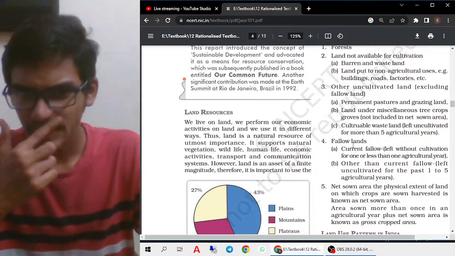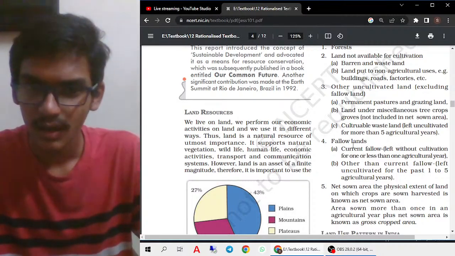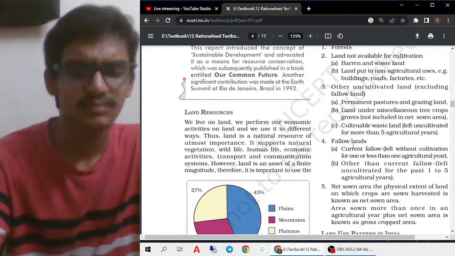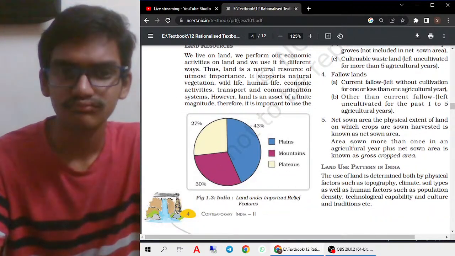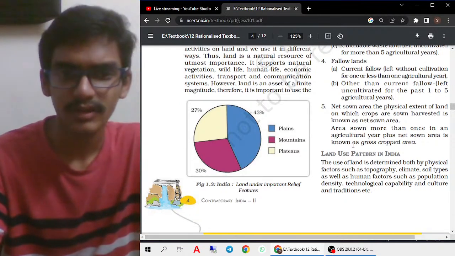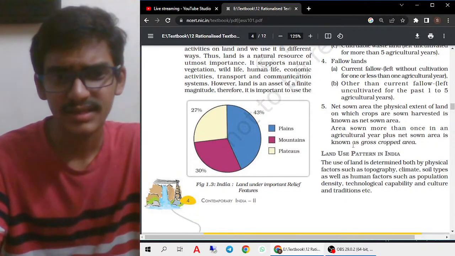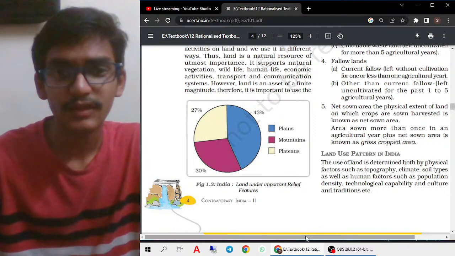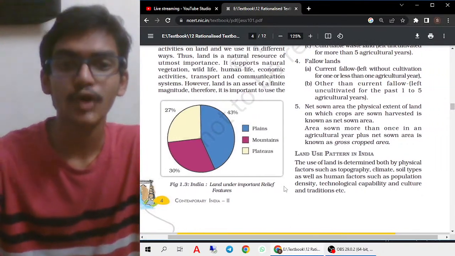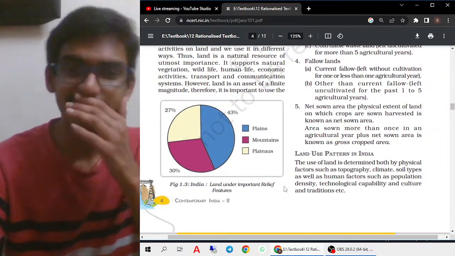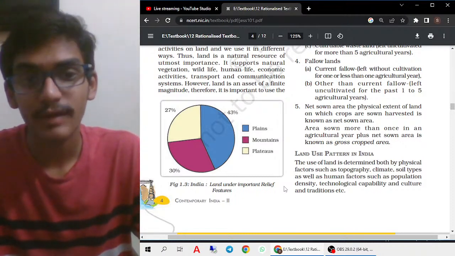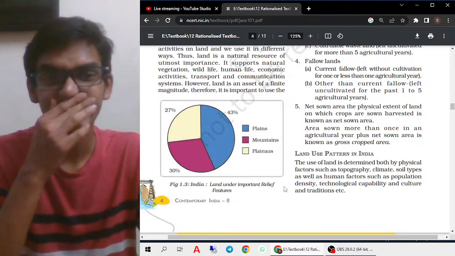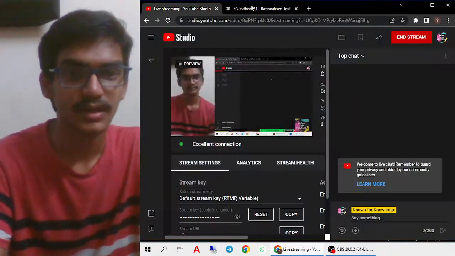So first you can just remember current fallow, then other than current fallow, then cultivable. Your choice. Okay. Then the net sown area. Net sown area is nothing but the physical extent of the area on which crops have been sown and harvested. The area sown more than once in agriculture plus the net sown area is considered to be the gross cropped area.